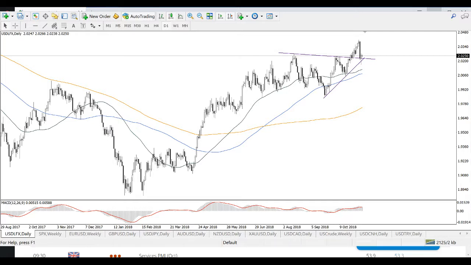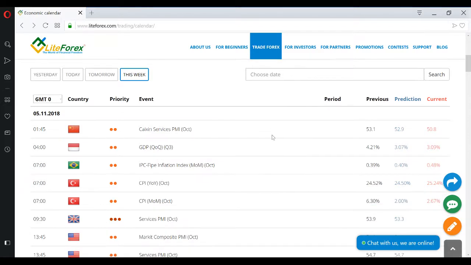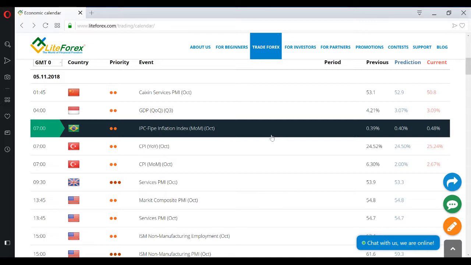And now let's consult the economic calendar at liteforex.com to see what other exciting events await us this week and will provide us a chance to make money on the news.